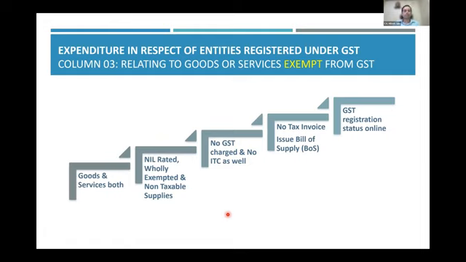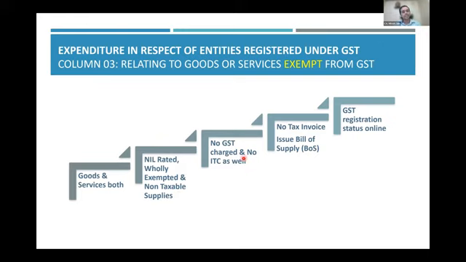Now, since I am taking a GST perspective, I see everything with the eyes of goods or services or both, not expenditure. But you are required to report expenditure. So we are trying to synchronize here. In the exempt category, goods or services, both will be covered. Nil rated, wholly exempted, and non-taxable, all 3 will be covered.